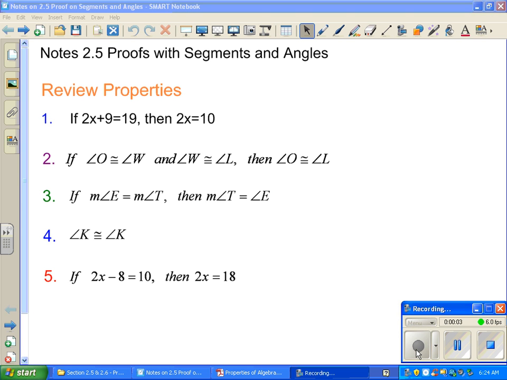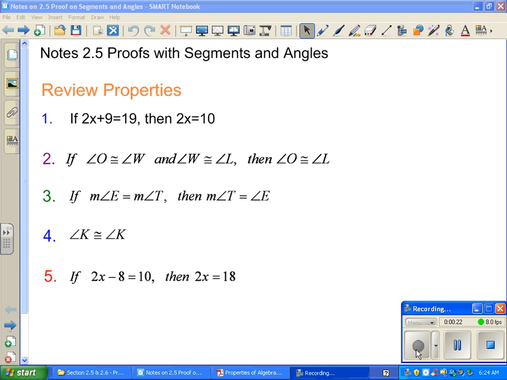Okay, today we're going to work on formalizing our problems. We have been spending a lot of time learning how to set up equations and solve them for geometric pictures. And now we're going to figure out why it is we can do that. So before we do, we need to review some properties.